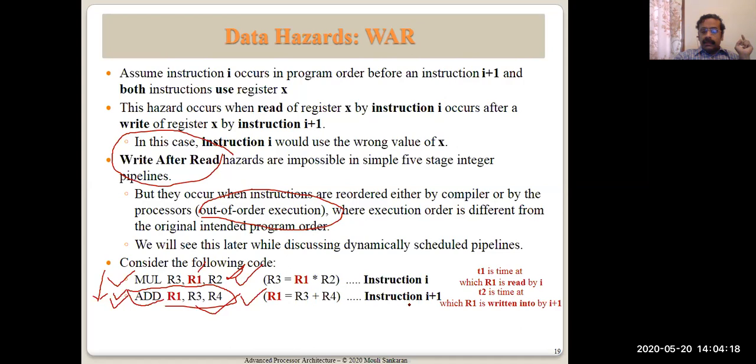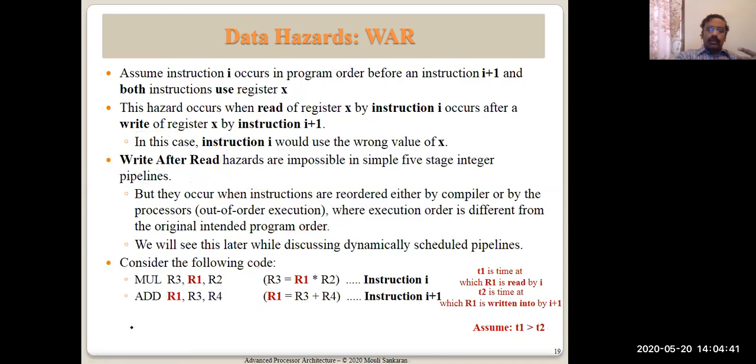So if T2 is smaller and T1 is larger, this instruction reading R1 has the larger time, that means it is coming late, whereas writing into R1 happens first, which is T2, the smaller number. So you are writing it much ahead, suppose, assuming out of order execution is possible. In that case, what will happen? This new value which is written will be read by this instruction, which is wrong.